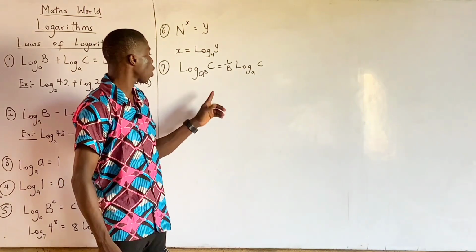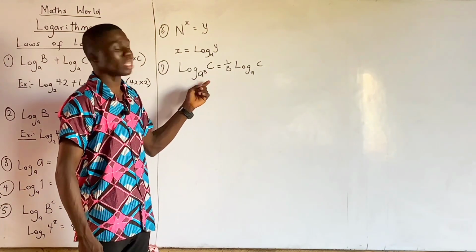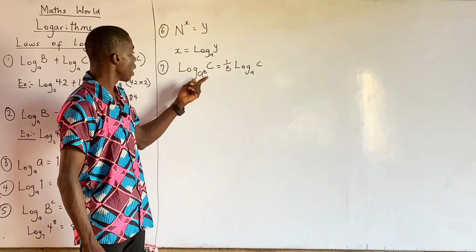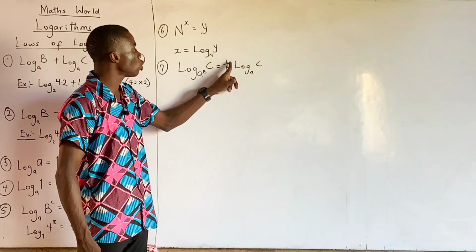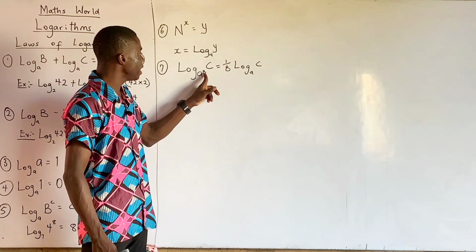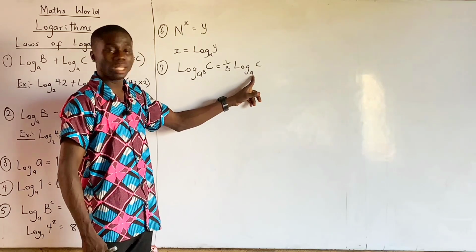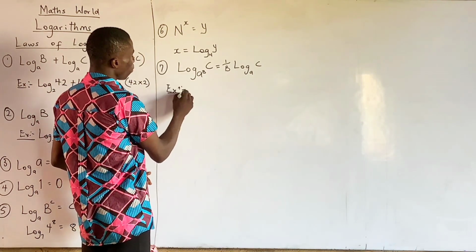This is the 7th law. Log base a raised to power b of c. You can see that the base is the one carrying the power here. So this power is now going to move to the back, and when moving to the back, it is going to turn to the inverse of that power, which means 1 over b times log c base a. That's just it. Let's take one more example and see.